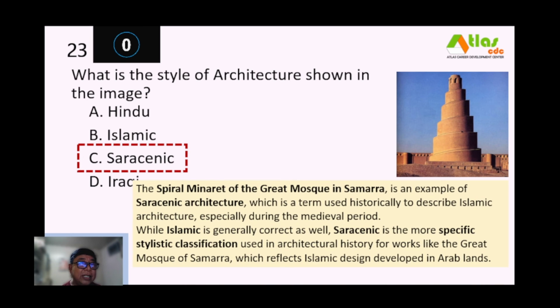So the spiral minaret of the Great Mosque in Samarra is an example of Saracenic architecture, which is a term used historically to describe Islamic architecture, especially during the medieval period. While Islamic is generally correct as well, Saracenic is the more specific stylistic classification used in architectural history for works like the Great Mosque of Samarra, which reflects Islamic design developed in Arab lands.